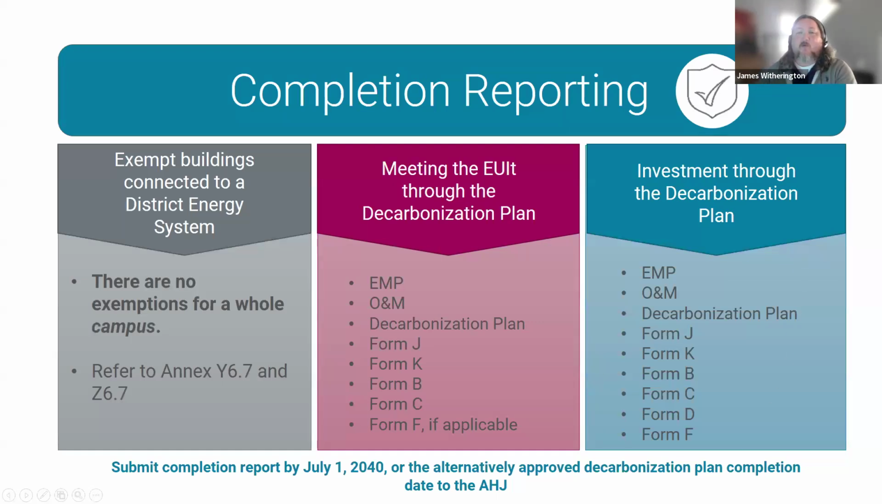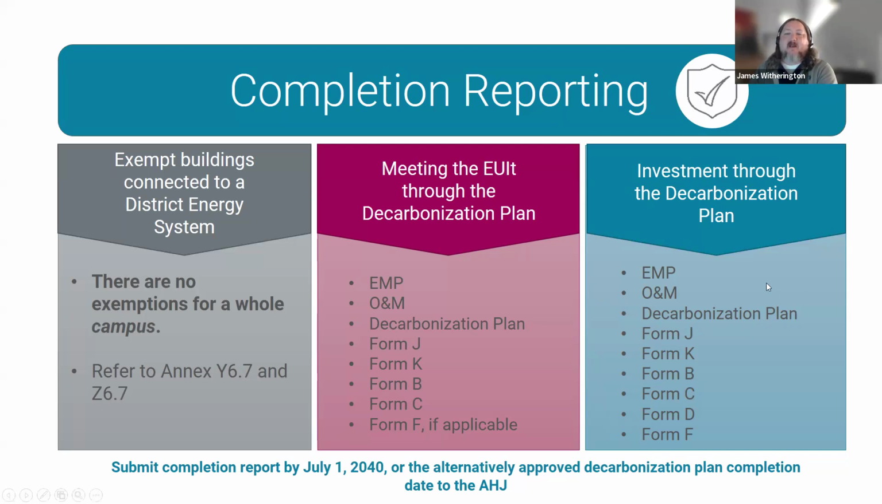So completion reporting. First thing to know is that there are no campus level exemptions. Any exemption applications would need to be submitted on a building by building basis for those buildings that are on the campus. The requirements for meeting the EUIt through decarbonization are similar to the building level meeting the EUIt pathway, with the exceptions of Form J, K, and potentially F. Once again, F being required if you're analyzing the potential decommissioning of the existing district energy system.